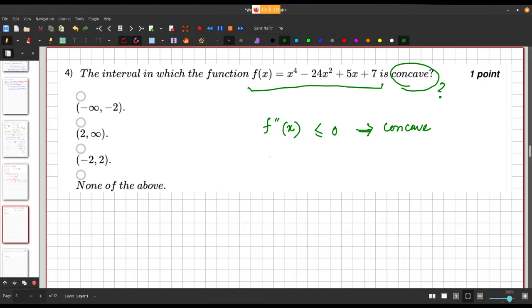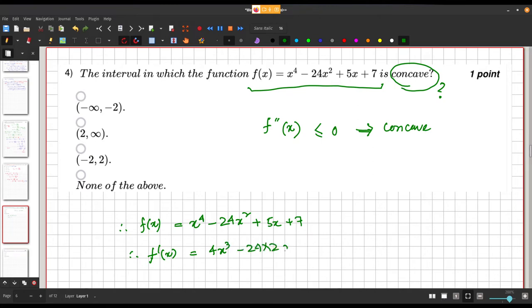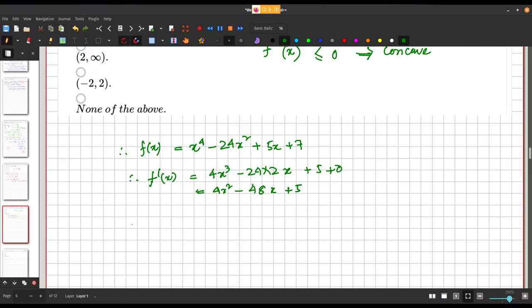So let us just calculate what the double derivative will be. The first derivative will be 4x cube minus 24 times 2x plus 5 plus 0, or 4x cube minus 48x plus 5, and similarly the double derivative will be 12x square minus 48 plus 0.